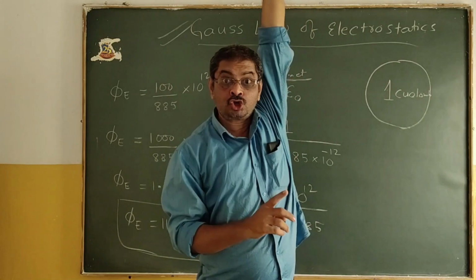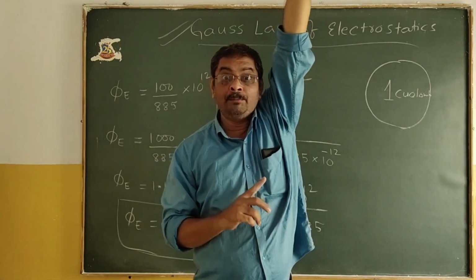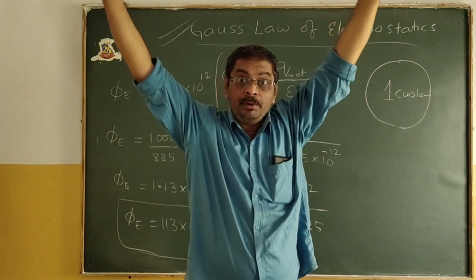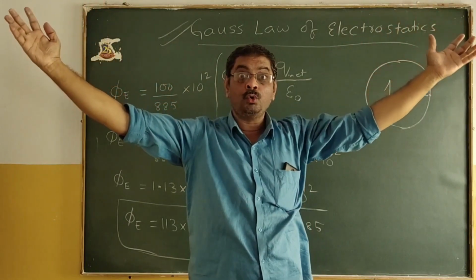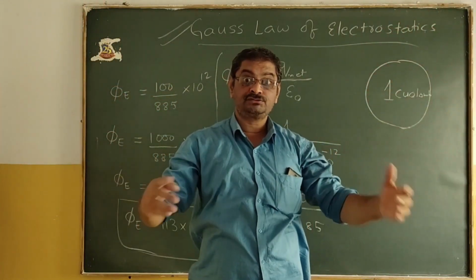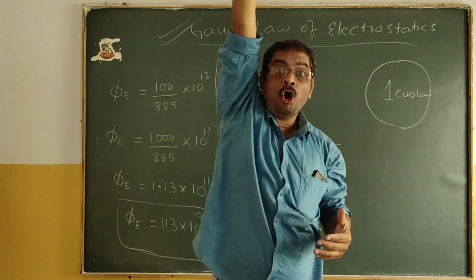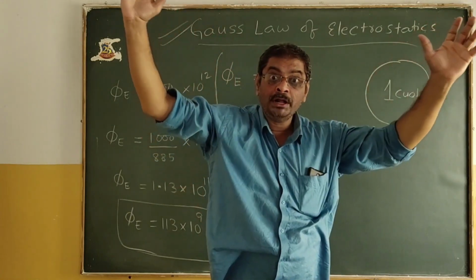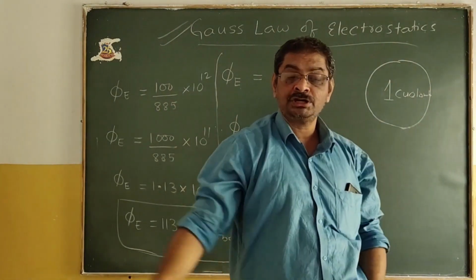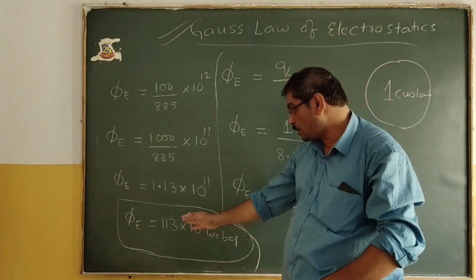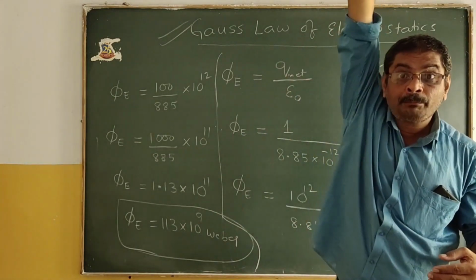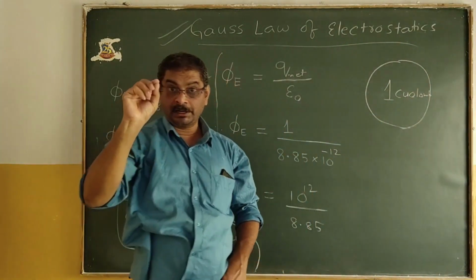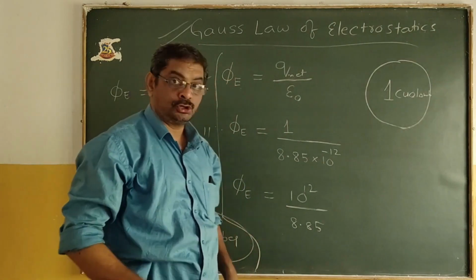So always remember the concept. Whenever the Gaussian surface contains 1 coulomb of positive charge, the number of lines of force diverging out from the Gaussian surface will be numerically equal to 113 into 10 power 9 Weber. So that is what I am trying to explain to you about the Gauss law.